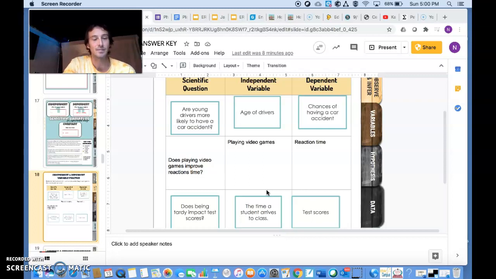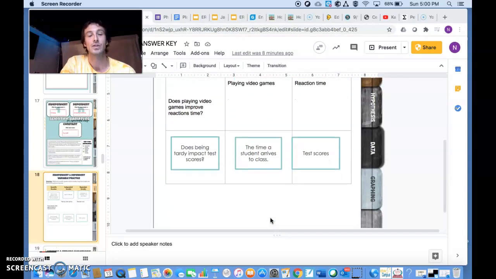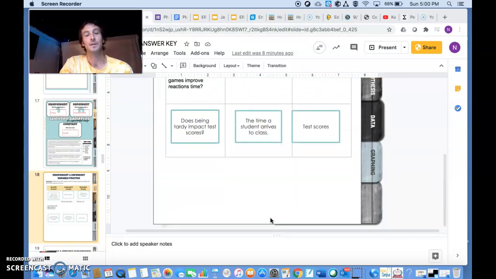So just one example here at the bottom, does being tardy impact test scores? Okay, well, we can test that. We can measure something there. Test score is probably what we're measuring. The time a student arrives to class, we can manipulate that, right? We can change that and see if there is, in fact, a connection, a cause and effect relationship there.